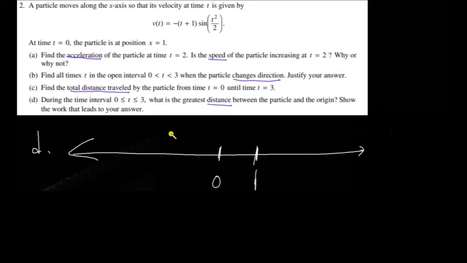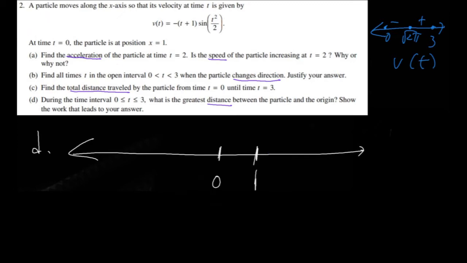To solve this problem effectively, we need to remember our velocity diagram from part B, where we have square root of 2 pi, 0, and 3, and we have a negative here and a positive here, right? This is for v of t. This means the velocity between 0 and square root of 2 pi was negative, and then from square root of 2 pi to 3 it was positive. So at first the particle began moving this way, and then at square root of 2 pi it switched and began moving that way again.